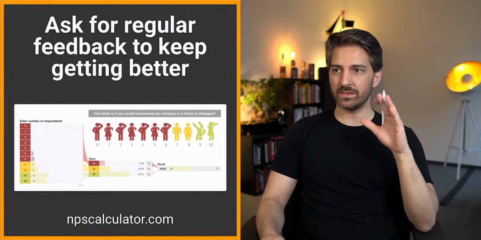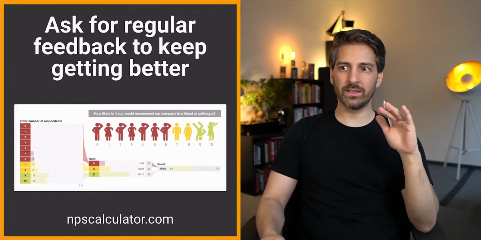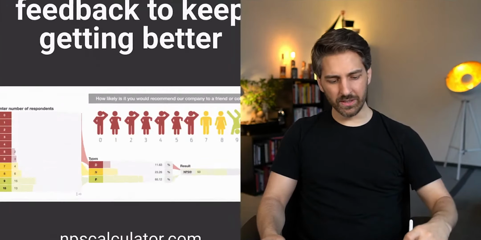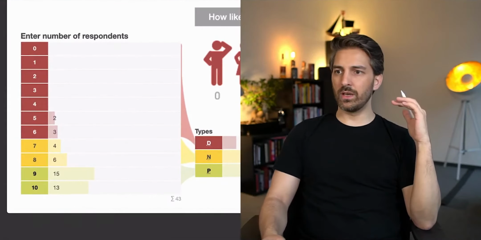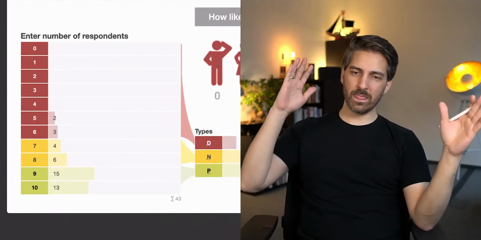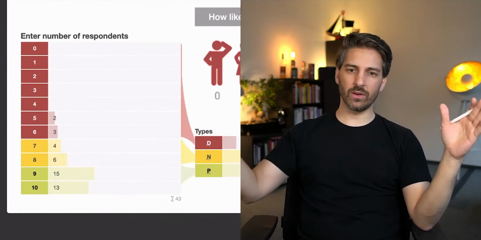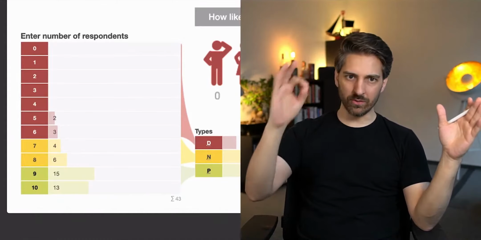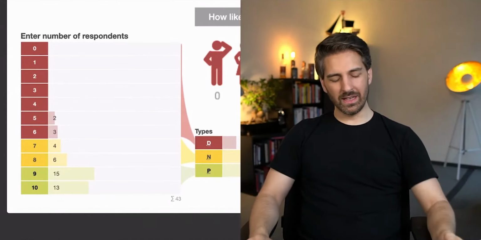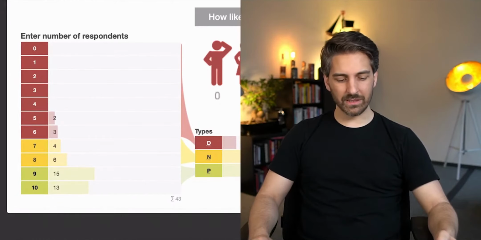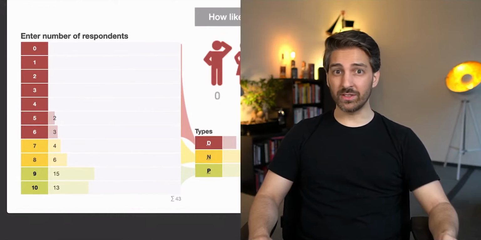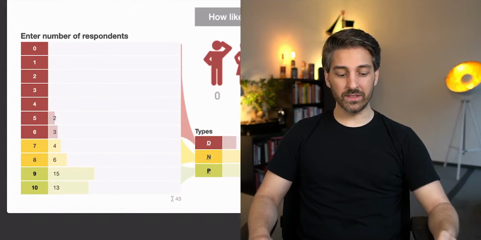And NPS is a system where it is pretty rough to get a high score. It's a scale from -100 to +100. So a 50 is already a pretty high score. It doesn't always need to be 100. Everybody who votes from 0 to 6 is called a detractor. And that means those are people who are not only going to be neutral about your brand, they might even tell somebody that you suck.